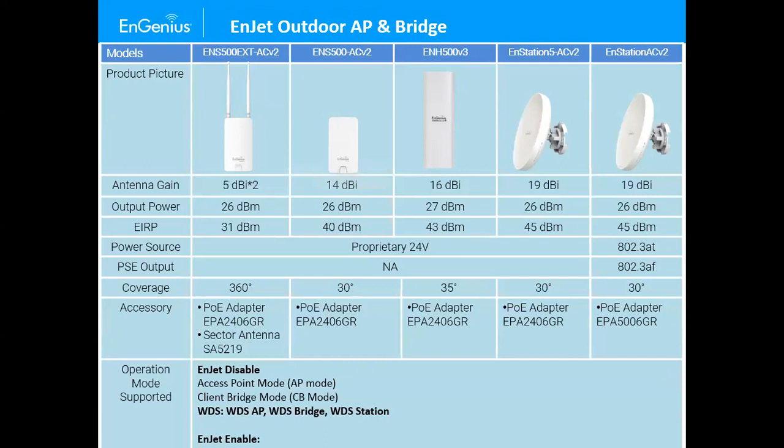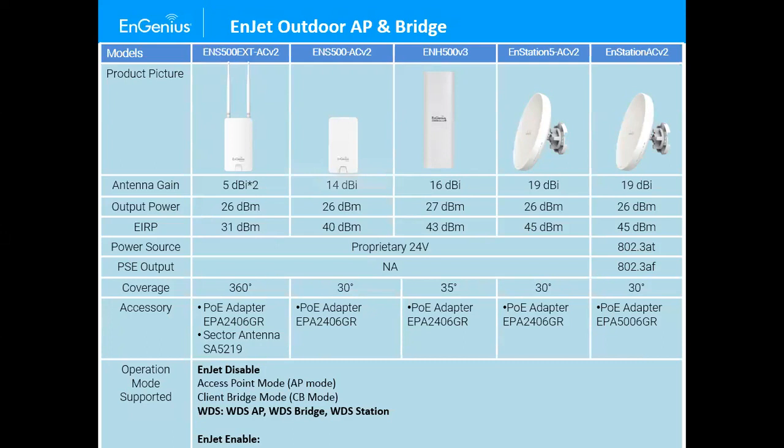Pretty much all the EnGenius outdoor AP and bridges have an output power of 26 dBm, except the ENH500, which is a little bit higher at 27 dBm. And you can see the EIRP. They have a high gain antenna, especially the NStation5 and NStation AC, at 19 dBi. So the total EIRP is really high, for long range deployment.